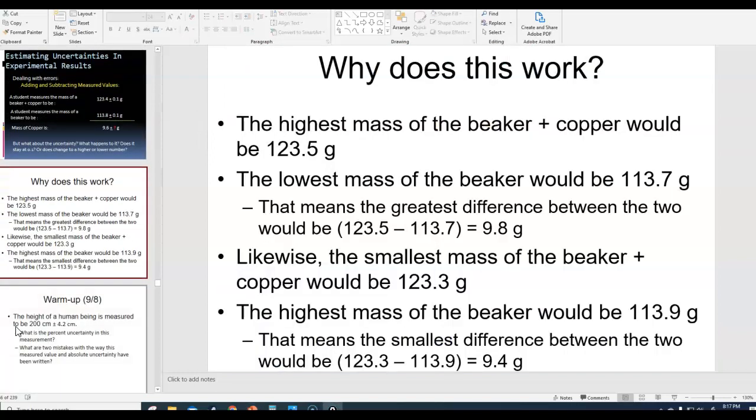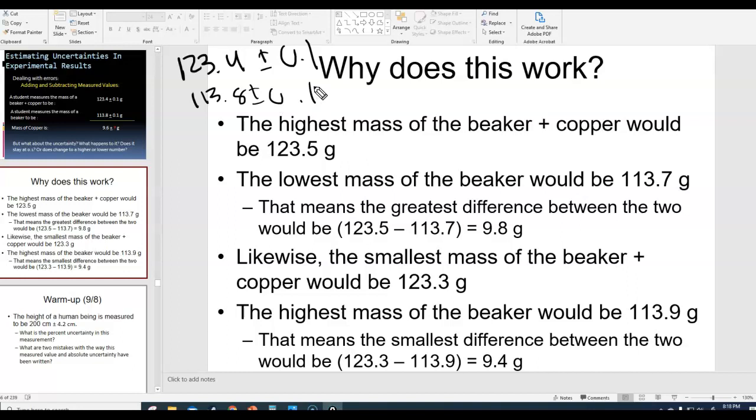Well, you can think of it like this. The mass of the beaker plus the copper was 123.4 plus or minus 0.1 grams, which means that the highest possible mass, given that uncertainty, would be 123.5 grams. That would be assuming the very highest outcome for that mass. Let me write that down. So this was the mass of the beaker plus the copper. Likewise, consider the lowest possible mass that the beaker could have by itself. Remember, the beaker was given a measurement of 113.8 plus or minus 0.1 grams.